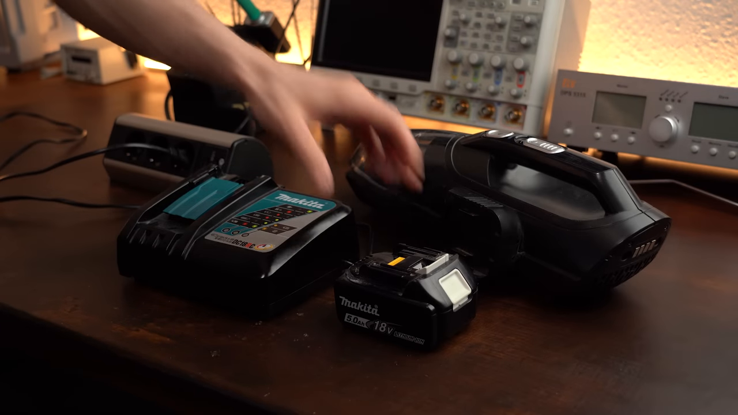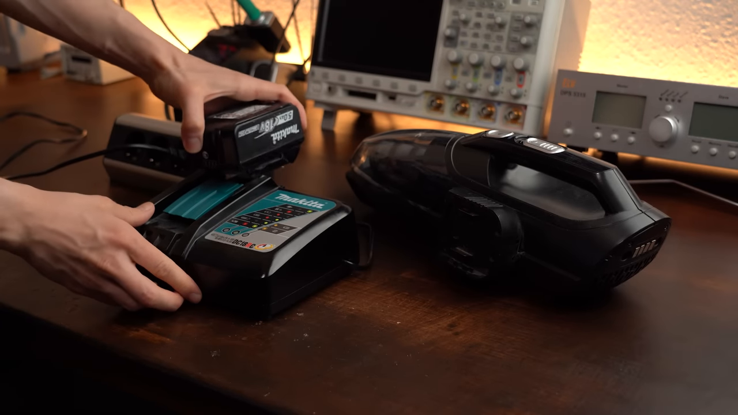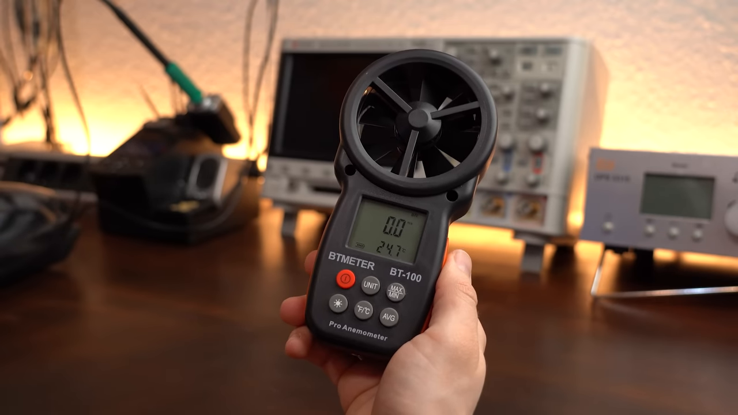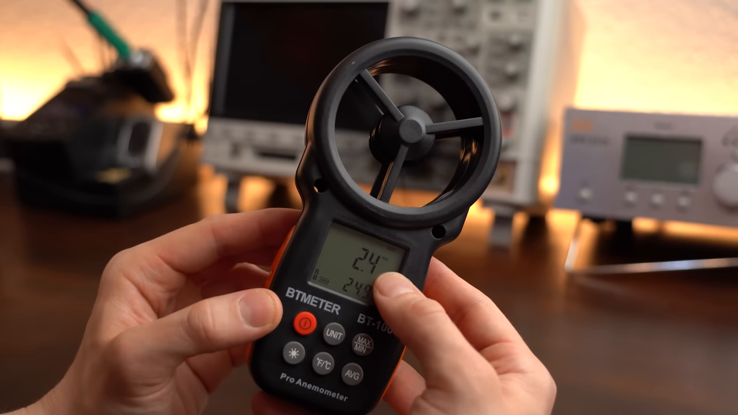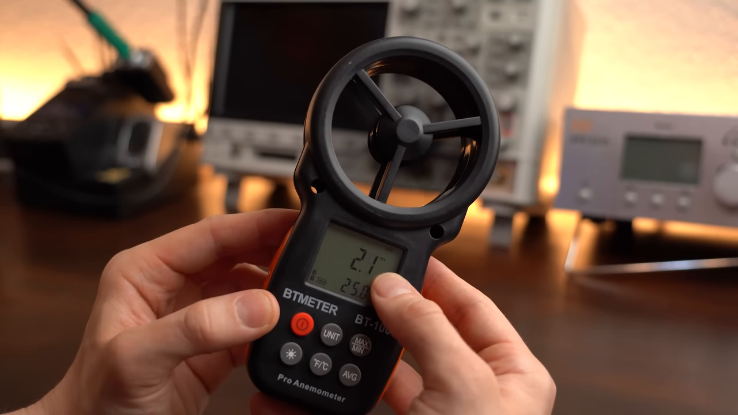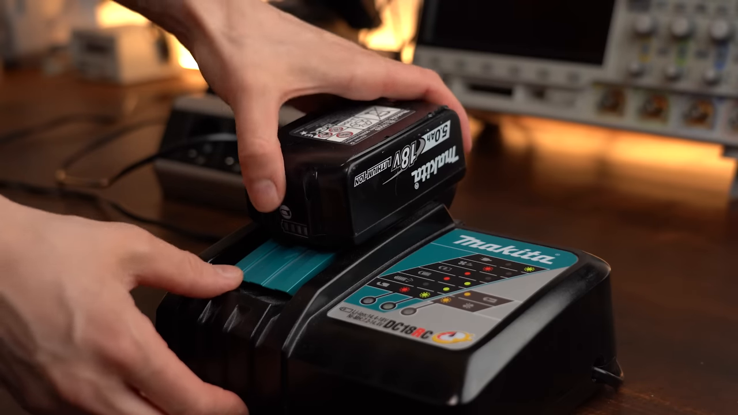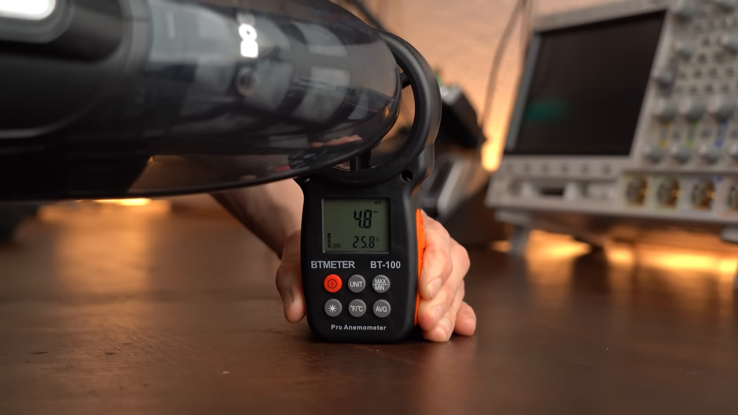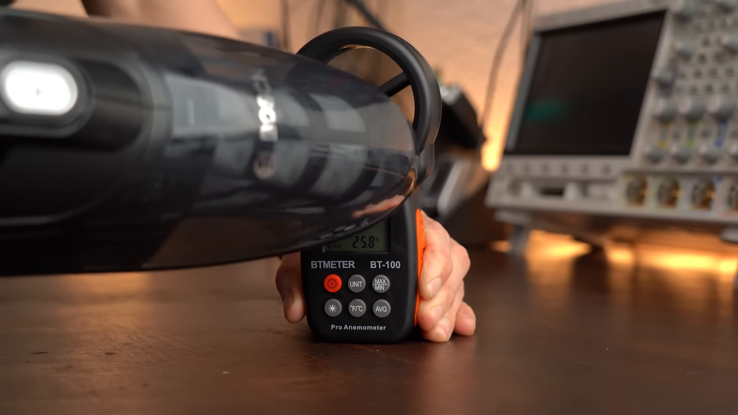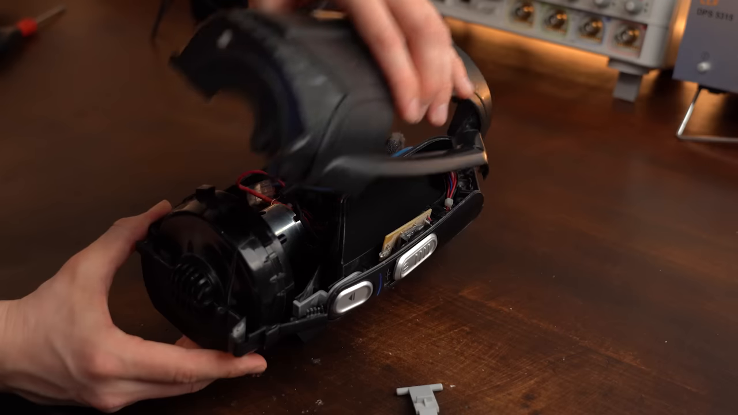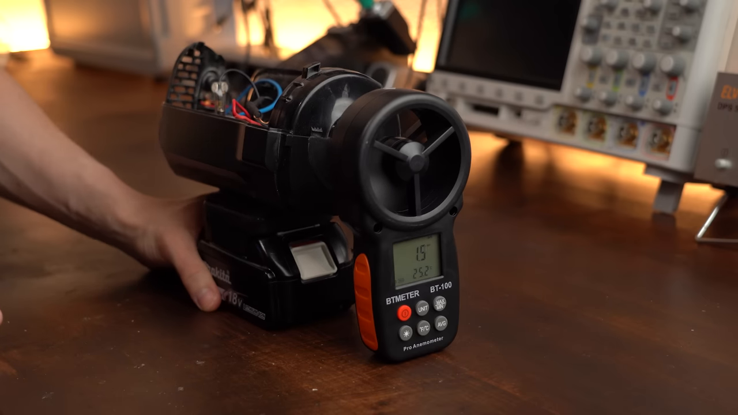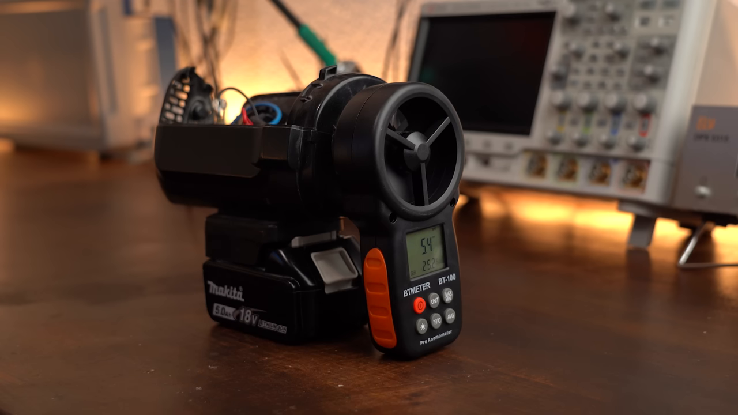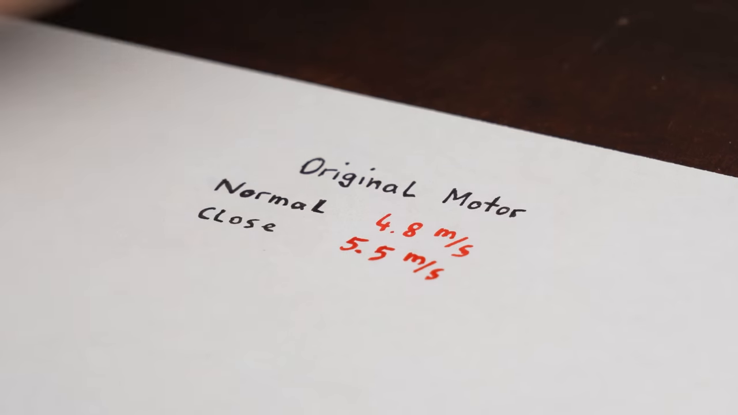Now first off, I had to find out what my vacuum was still capable of for reference. And for that, I use such an anemometer that basically tells me how fast the integrated fan spins in meter per second. And with a freshly charged battery pack that outputs around 20 volts, I was able to reach a speed of around 4.8 meter per second normally. And when we take this thing apart and position the meter as close as possible to the impeller, we get around 5.5, which are the values I will need to beat.